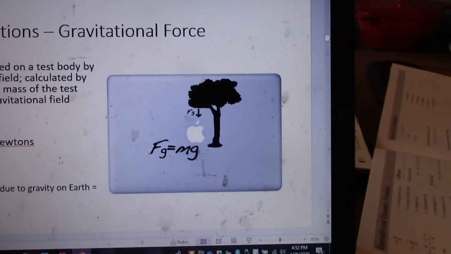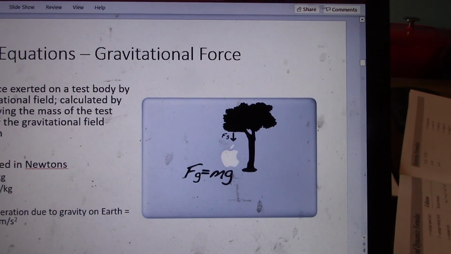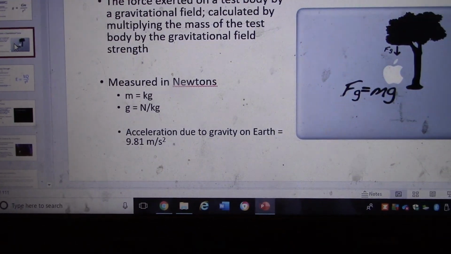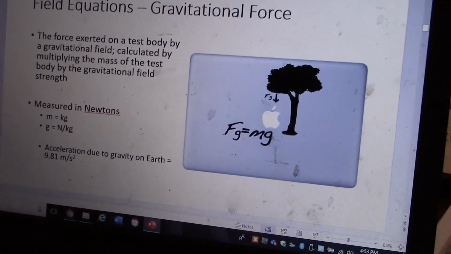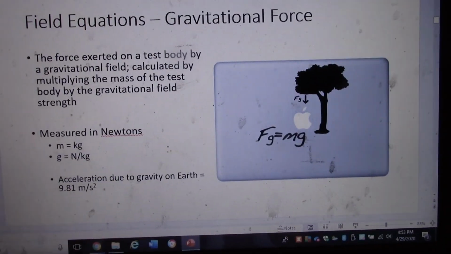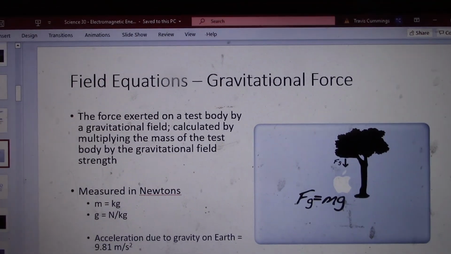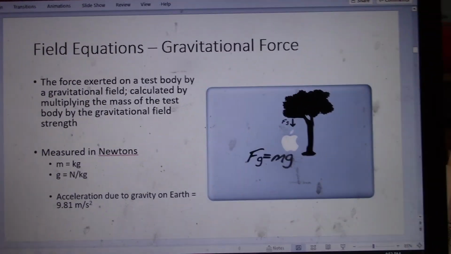You could also have this, and you guys have seen this. Force of gravity equals mass times your gravitational field strength. So what's the force? The gravitational field strength on Earth is 9.81 newtons per kilogram, and the acceleration due to gravity is 9.81 meters per second squared. So this is the force exerted on a test body by a gravitational field. So that's what this addresses.